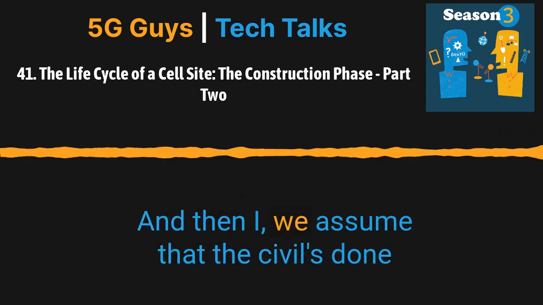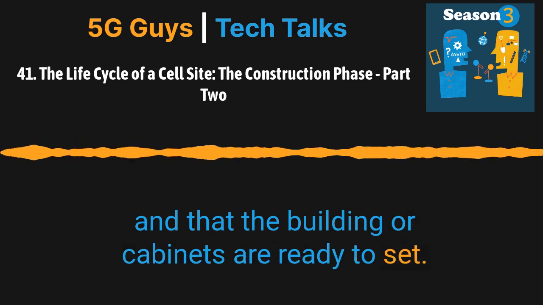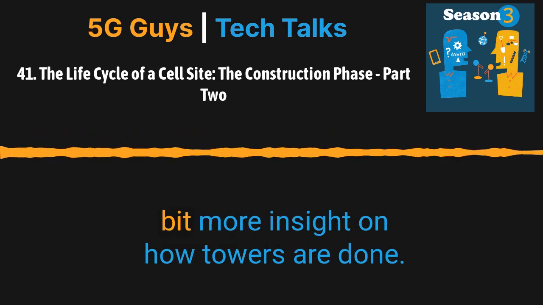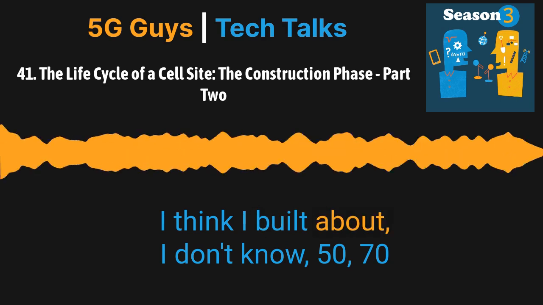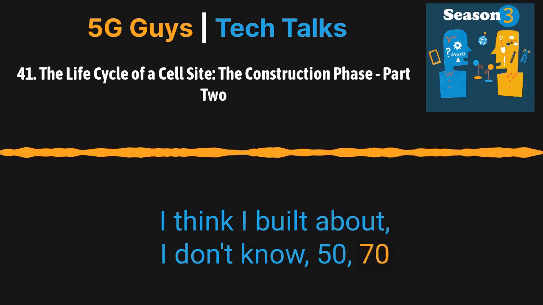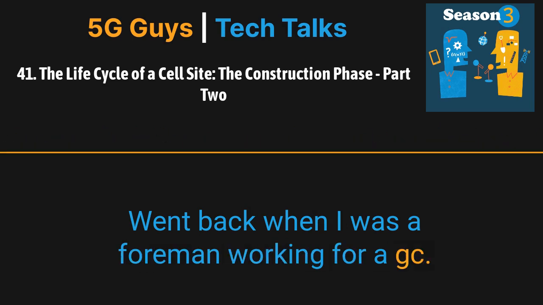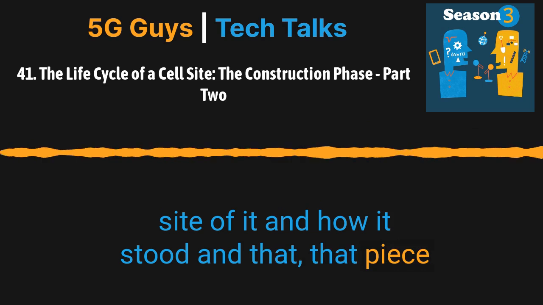And then we assume that the civil's done and that the building or cabinets are ready to set, which brings us to the tower. Now you probably have a little bit more insight on how towers are done. I did mine in early careers. I built about, I don't know, 50, 70 tower sites myself, back when I was a foreman working for a GC. But can you talk a little bit about the tower side of it and how it stood up?